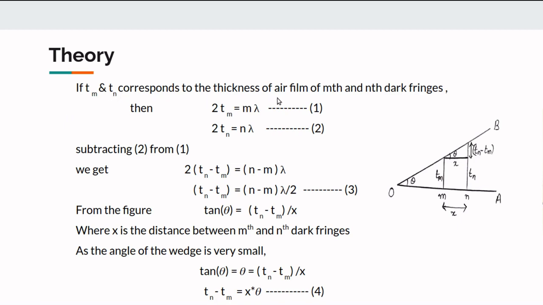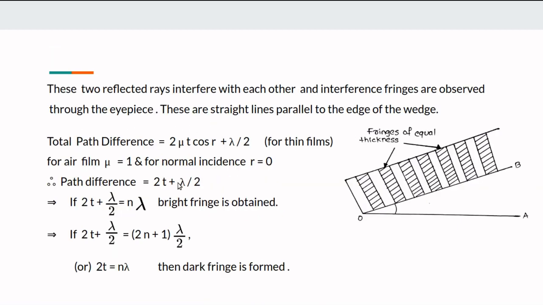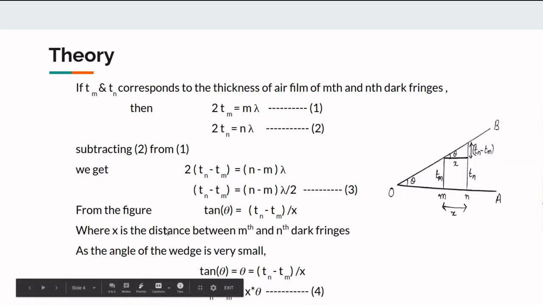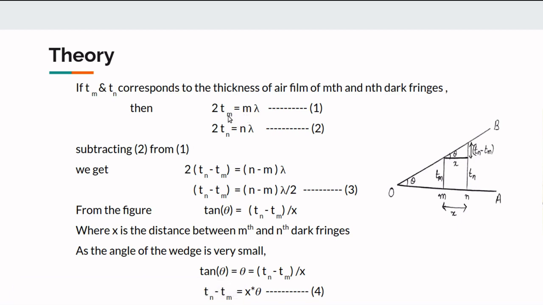If Tm and Tn correspond to the thickness of the air film for the mth and nth dark fringes, then according to the theory of dark fringe, 2t is equal to n lambda, so 2Tm is equal to m lambda. Tm is the thickness corresponding to the mth fringe and Tn is the thickness of the air film corresponding to the nth fringe. Subtracting these two equations, we get 2 into (Tn minus Tm) is equal to (n minus m) into lambda. Tn minus Tm is equal to (n minus m) into lambda by 2. From the figure, if you take this triangle, this is Tm and this length is Tn, then this small part becomes equal to Tn minus Tm.